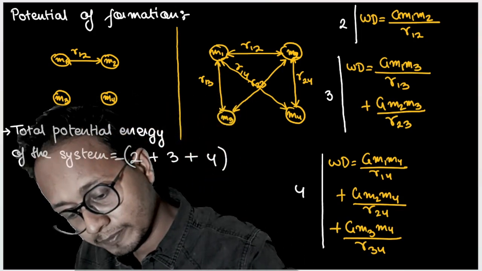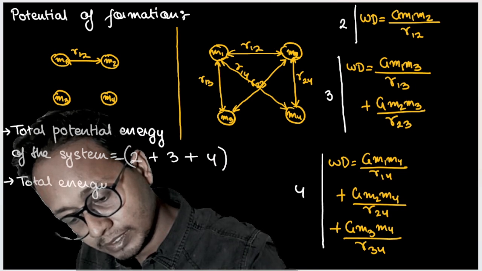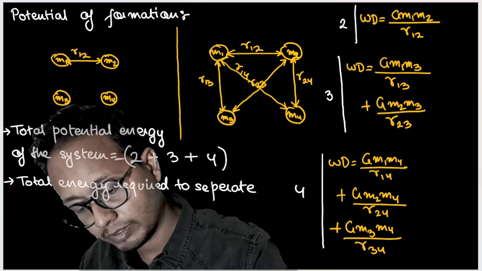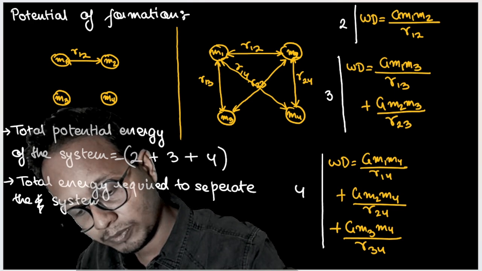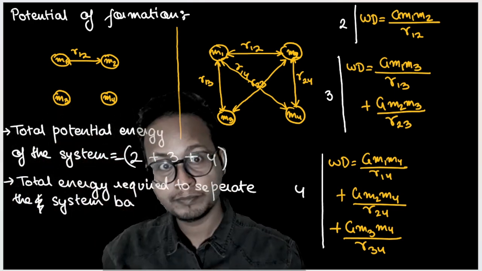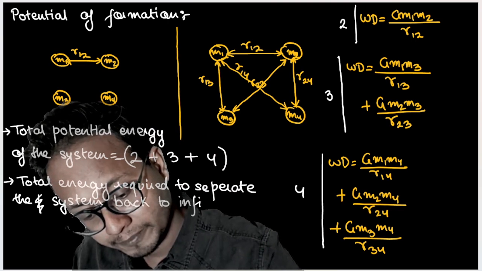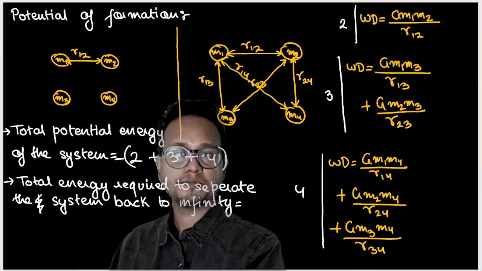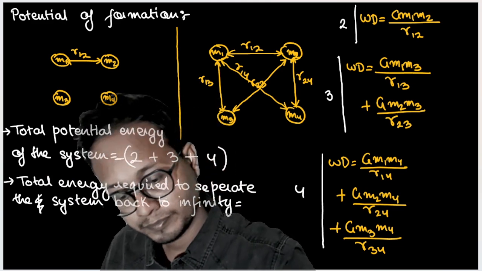Similarly, the total energy required to separate the system back to infinity is nothing but the negative of the potential energy of the system.